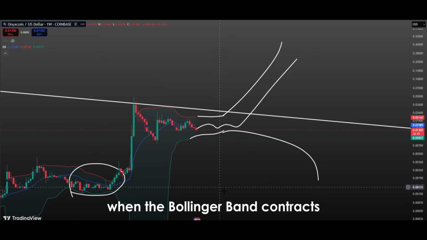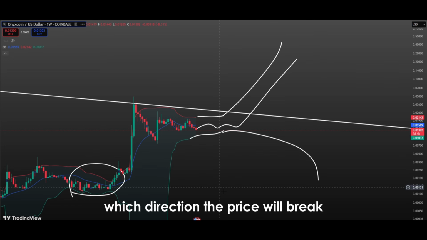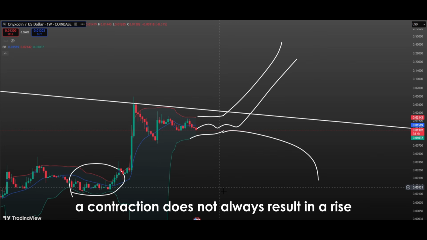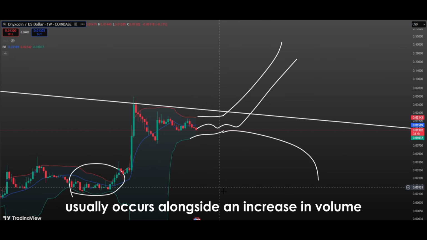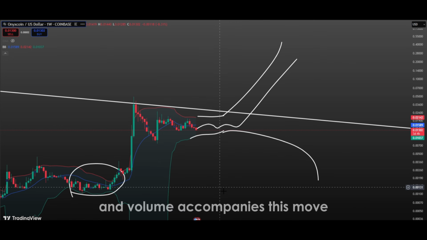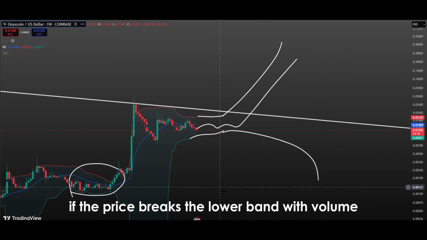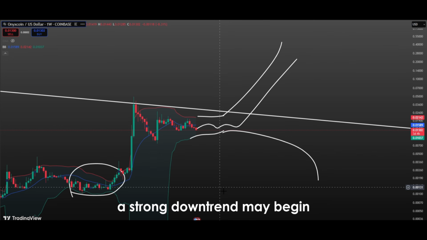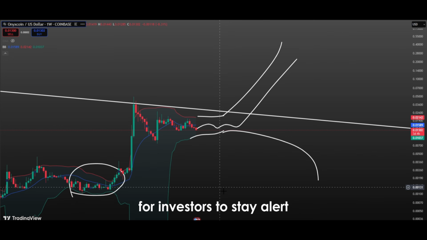When the Bollinger Band contracts, the first thing investors need to pay attention to is which direction the price will break. A contraction does not always result in a rise. It can also precede sharp declines. The breakout after the contraction usually occurs alongside an increase in volume. If the price breaks the upper band strongly and volume accompanies this move, it indicates the start of a large upward movement. Conversely, if the price breaks the lower band with volume, a strong downtrend may begin. This is why such contractions signal critical moments for investors to stay alert.